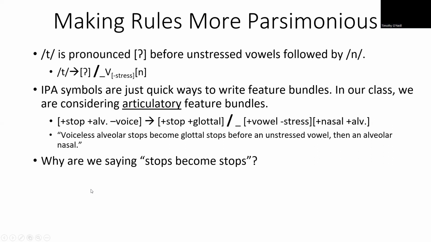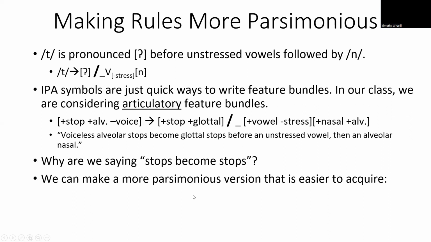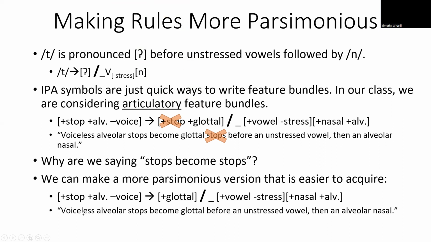The problem with this rule is it says stops become stops. We can make a more parsimonious rule, and that's going to be easier for language learners, infants, to acquire. They have to learn the whole language in 5 years, right? So we don't want them to memorize something silly like stops become stops. So we fix our rule. We take out stop from the result. So now we can just say voiceless alveolar stops become glottal before an unstressed vowel, then an alveolar nasal.